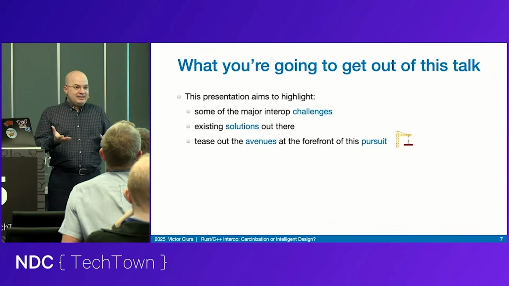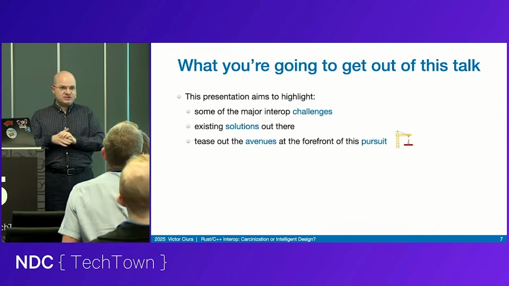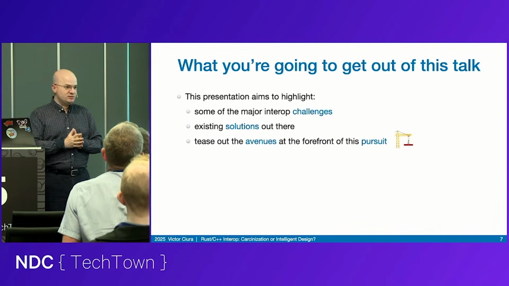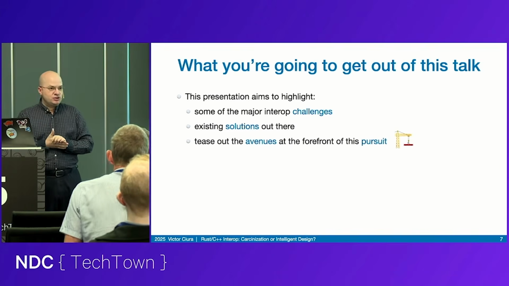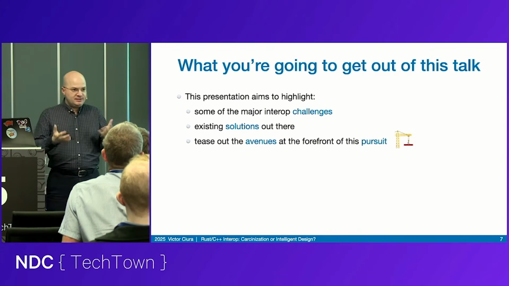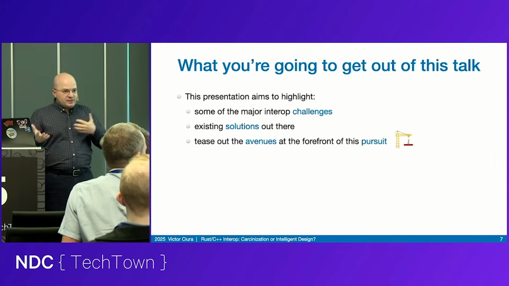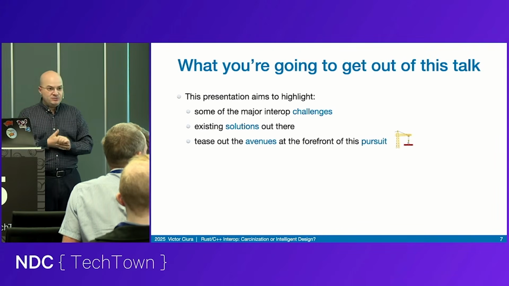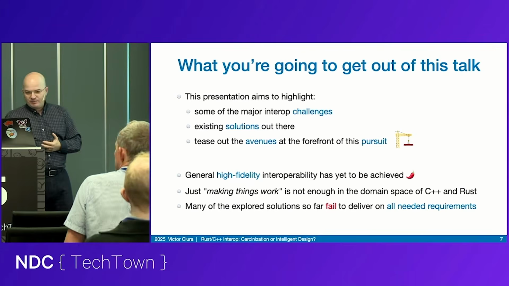So what are you going to get out of this talk? I'm going to survey the major interop challenges right now, show you some of the solutions and experiments and even things that people use in production out there, the existing status quo, with their problems and limitations, with their strengths and so on. And I'm going to tease out some avenues of research and pursuit in this area.